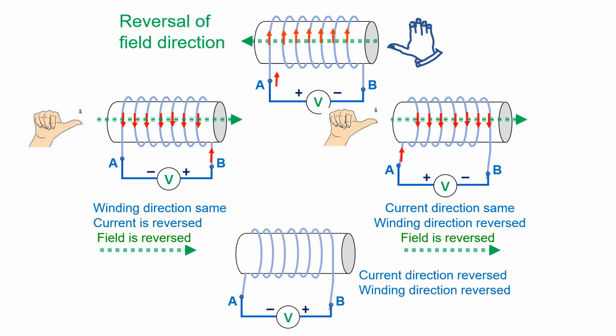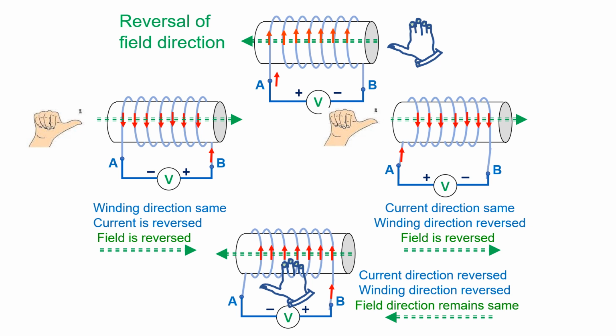See the fourth figure. Here current direction is reversed. Winding direction also is reversed. If you apply now the right hand grip rule, the magnetic field axis is towards left only as it was in the very first figure. That means the field direction remains the same. So we can conclude from this figure, in order to reverse the magnetic field direction, either we have to change the winding direction or the current direction, but not both.